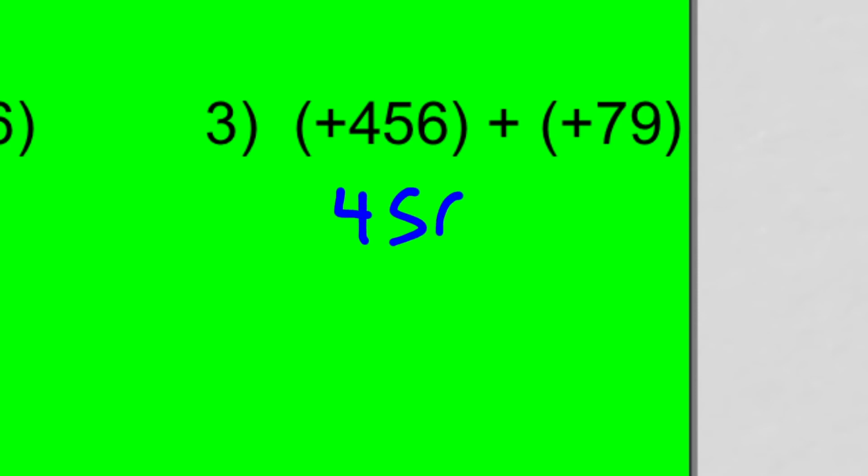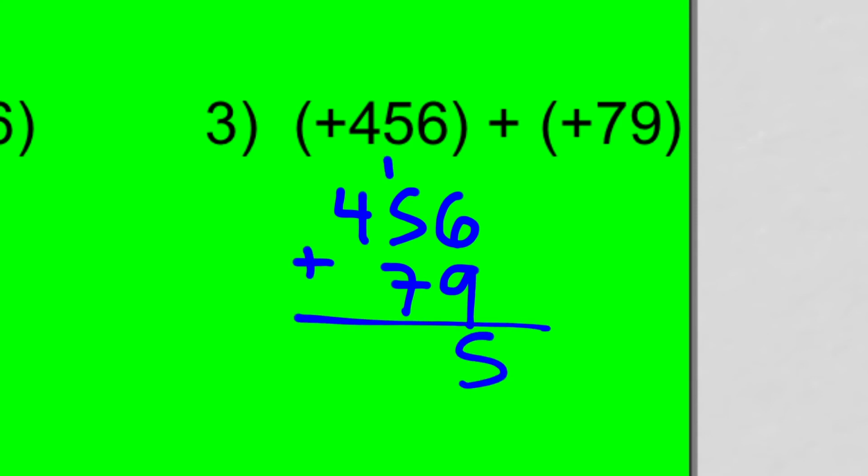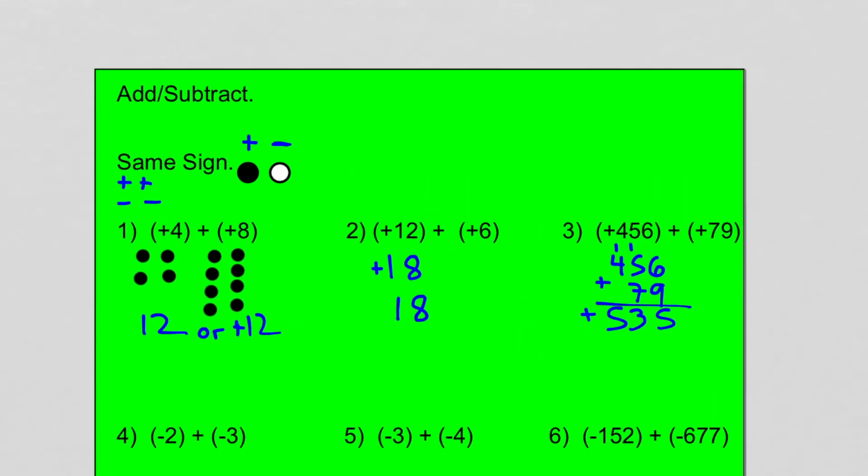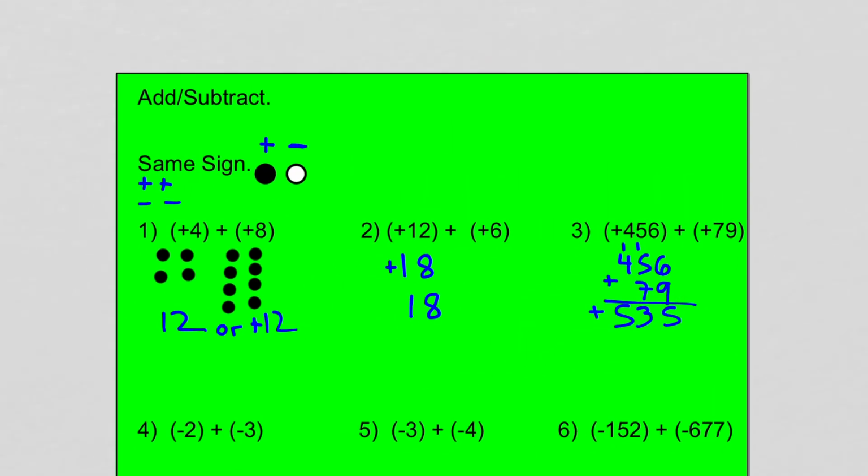Now this one I might need to line up the common decimals or the common place value spots and add up. 9 and 6 is 15, carry the 1. 7 plus 5 is 12, plus 1 is 13, carry the 1. And 5. And these are both positive, 535. So whenever you have 2 positives, you add them up and your answer will be positive.